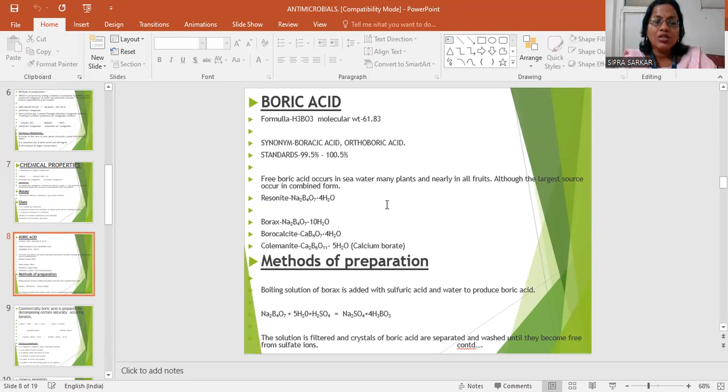Free boric acid occurs in seawater, in plants, and in nearly all foods. Although larger sources occur in the combined form. It occurs as rasorite, or borax, or colemanite, or polyp. These are the ores or the minerals from which it can be prepared.